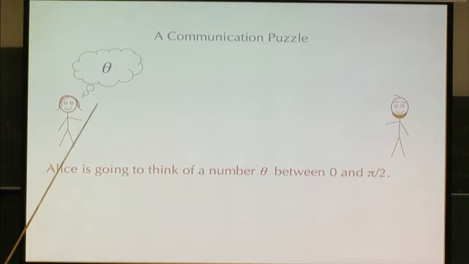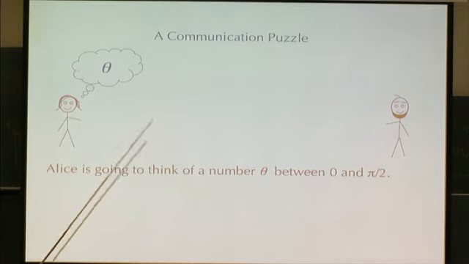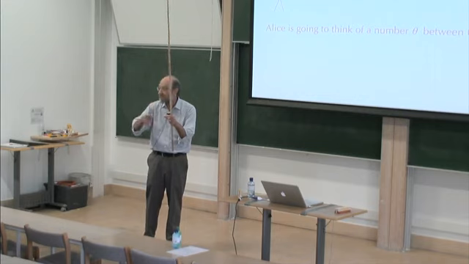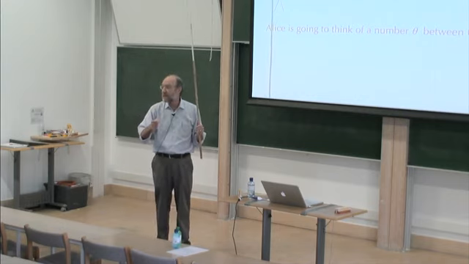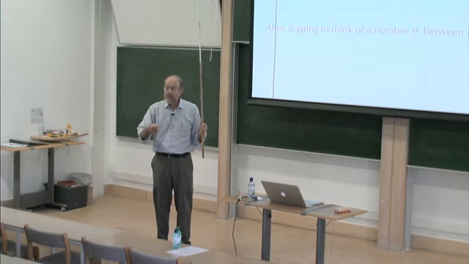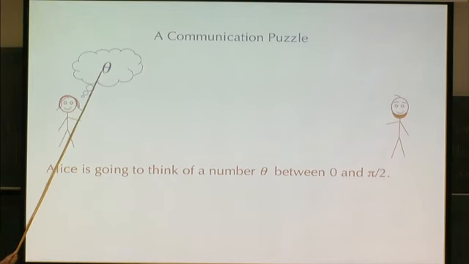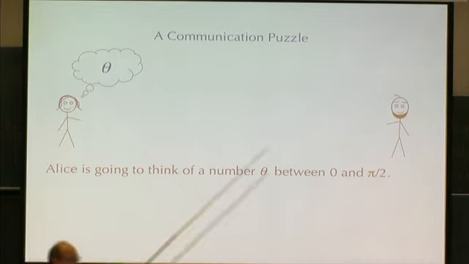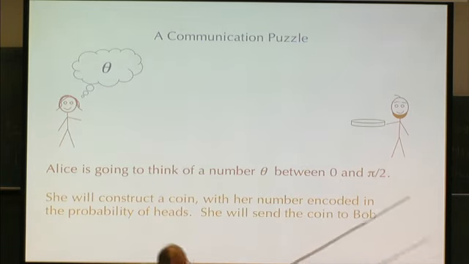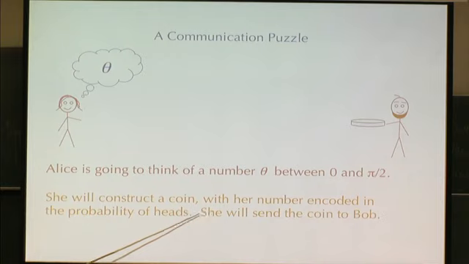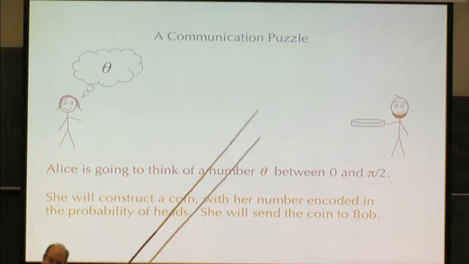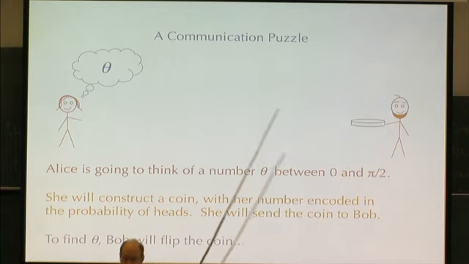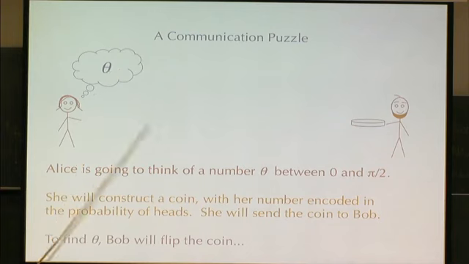And the way that she's going to do it is she's going to construct a coin. She has the ability to make coins with any probability of heads that she chooses. So she can make a coin that lands heads 3/4 of the time if she wants. And so she encodes the number theta in the probability of heads of a coin that she constructs, and then she sends that coin to Bob. Then Bob will toss the coin, try to estimate the probability, and thereby learn about the number theta that Alice is thinking of.